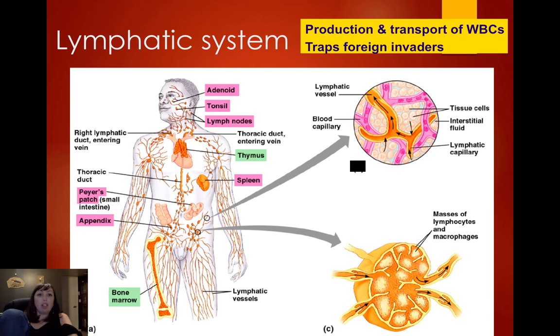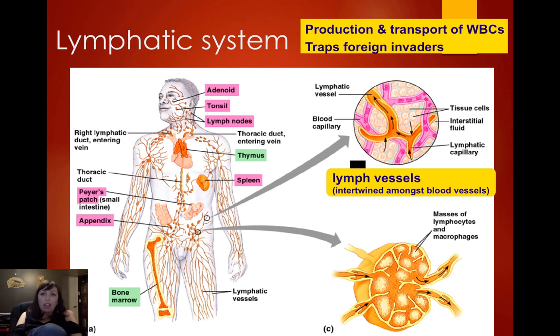Okay, that brings us to the lymphatic system. Okay, this has to do with production and transport of white blood cells, which we know traps and potentially kills foreign invaders. And lymph vessels are intertwined amongst blood vessels. Okay, and this is an example of a lymph node, okay, which are periodically placed all throughout your body.